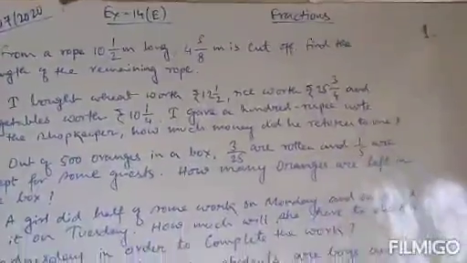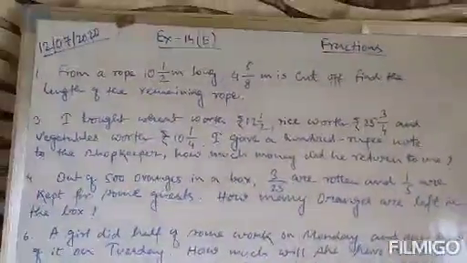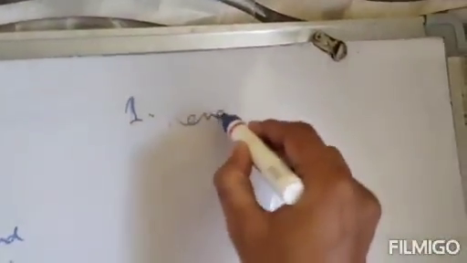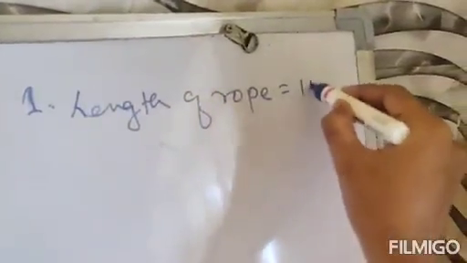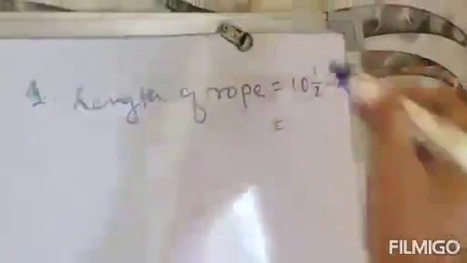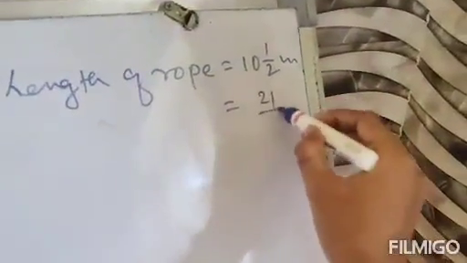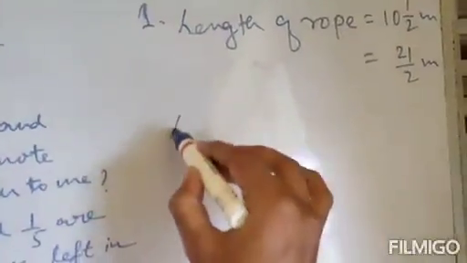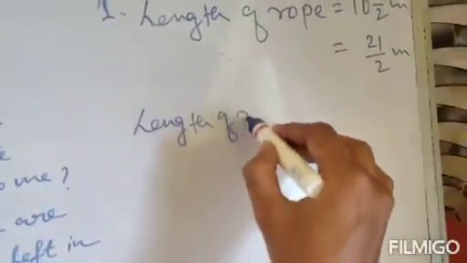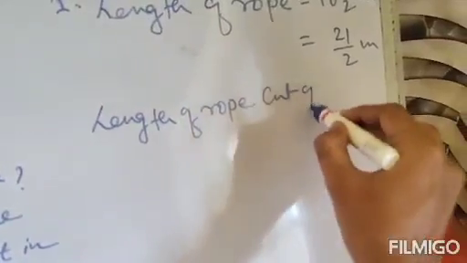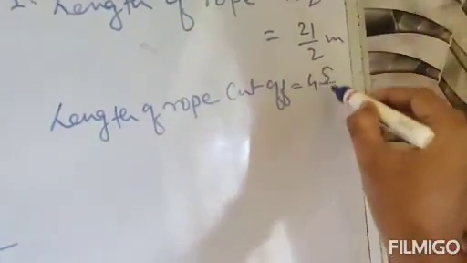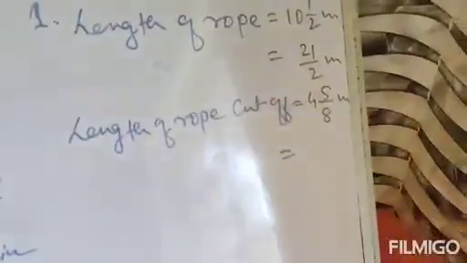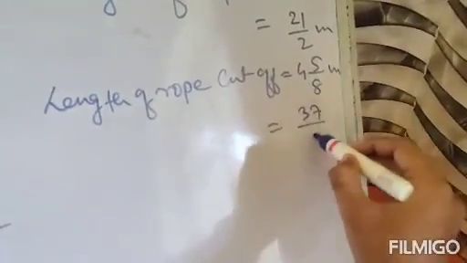So the length of the rope is given, and the length of the rope that we cut off is also given. Length of rope is given as 10 1/2 meter. That means, converting, 2 10s are 20, and 21, so 21/2 meter. And we have cut off 4 5/8 meter of it. So length of rope cut off equals 4 5/8 meter. So 8 4s are 32, 32 plus 5 is 37. So 37/8 meter.